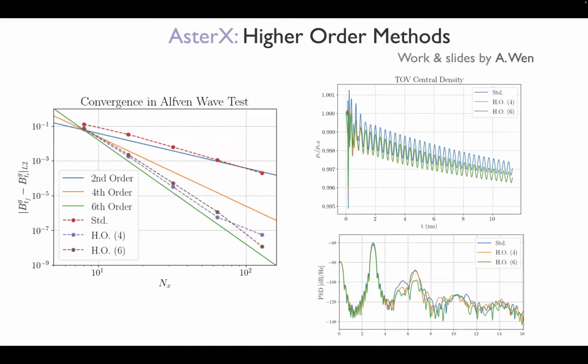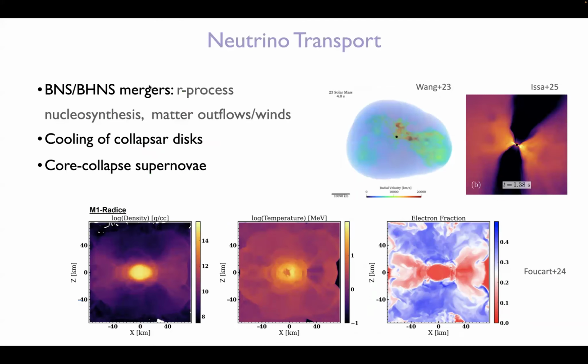Another important ingredient in such simulations is neutrinos, specifically if you're trying to model binary neutron star or black hole neutron star mergers, and you want to accurately model r-process nucleosynthesis, and also model matter outflows and winds. Neutrinos can have an important impact. And of course, when you're trying to model core collapse supernovae, as well as, say, disks of collapsars, neutrinos definitely play an important role in that.